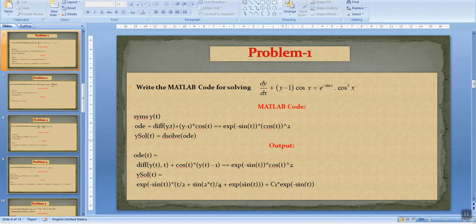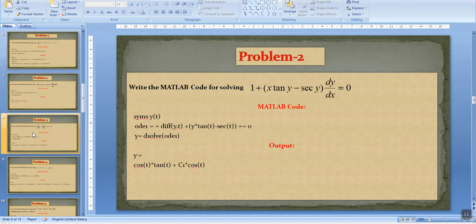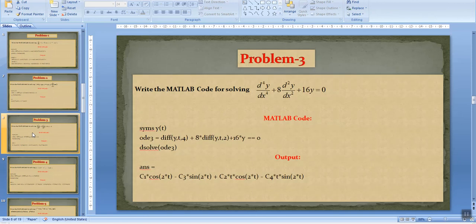Now coming to the third question. The second problem is already completed. Now the third problem, check it.